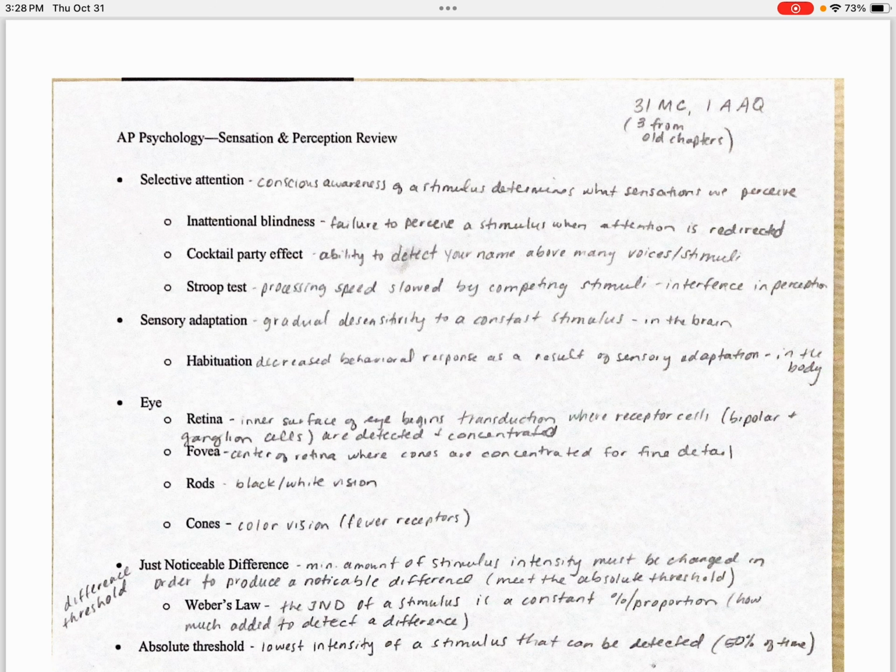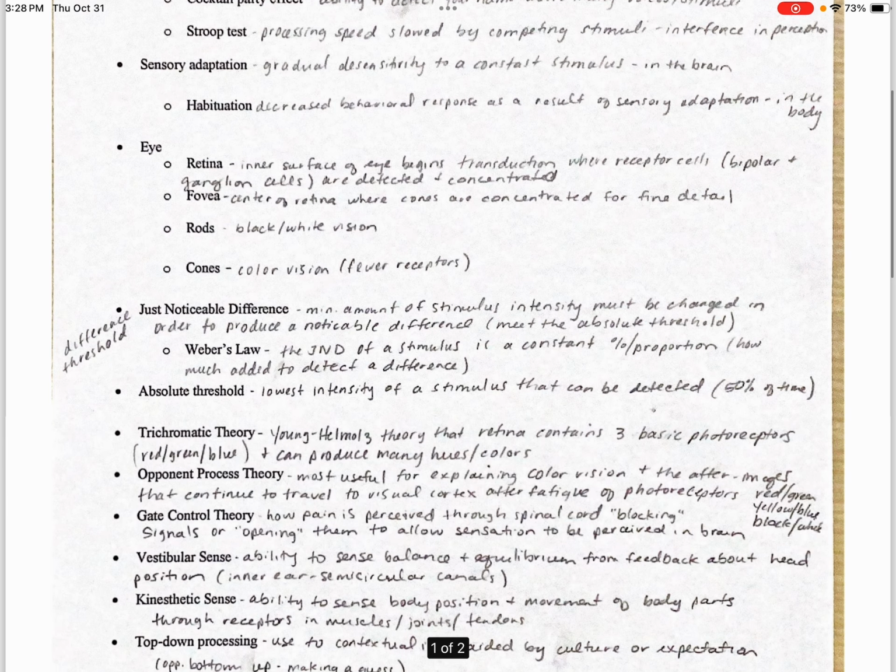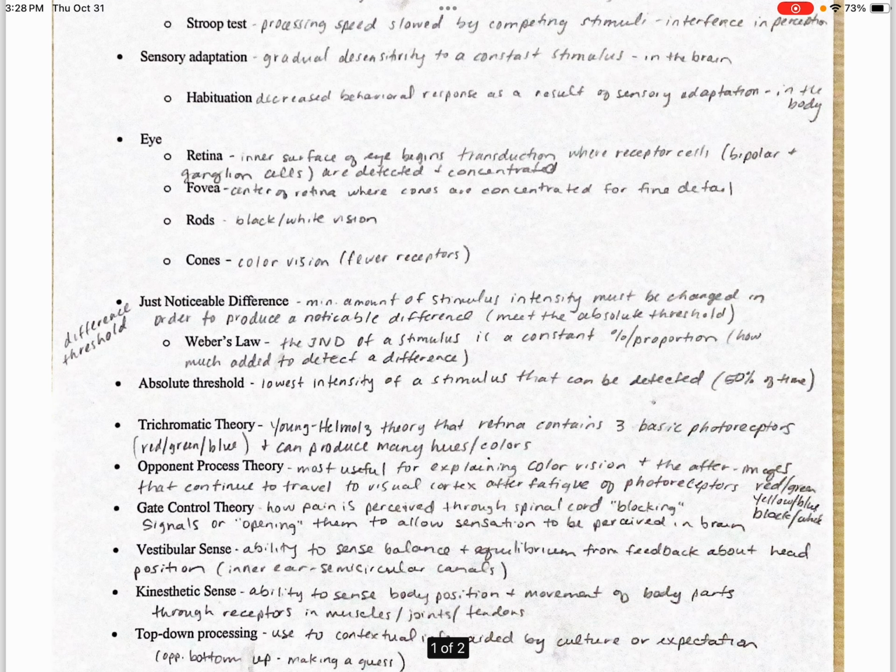Cones are for color vision. There are fewer receptors, exactly for the reason I said: evolutionary wise, we don't need to see color. Today we do, but maybe not 20,000 years ago. All right, so let's get into the just noticeable difference.